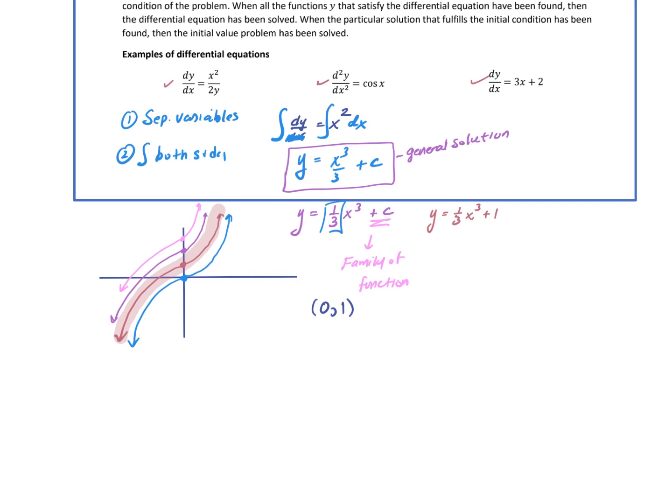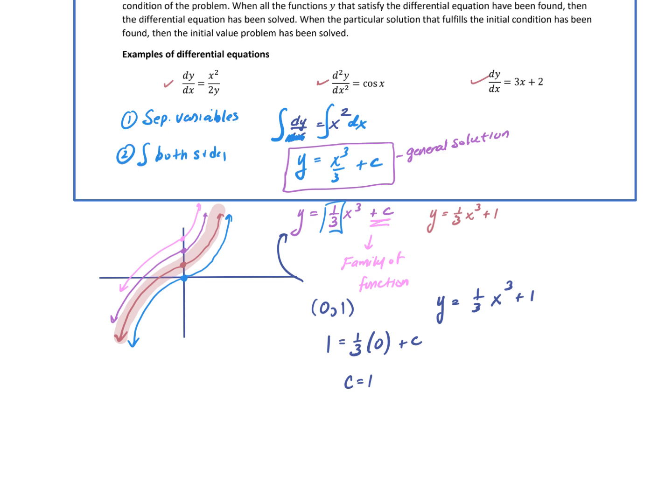So for example, let's use this equation here. I could say 1 equals 1/3 times 0 plus c. So c equals 1. I'd say y equals 1/3 x cubed plus 1. So it's the one I highlighted. So that's one of many functions, okay?